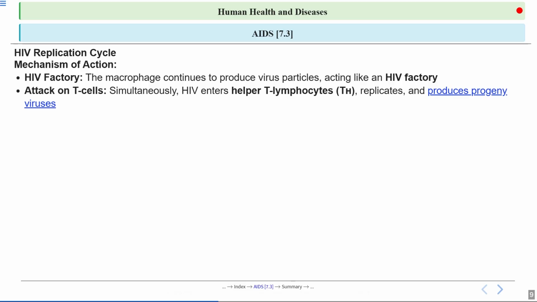At the same time, HIV also attacks the helper T lymphocytes, also known as the T helper cells, which are like the generals of our immune army. They also provide immunity. Now the virus enters these cells, makes many copies of itself and releases new viruses. So this weakens our immune system, making it harder for the body to fight off infections. Now the cells, macrophages and T helper cells, are bursting. Both of these cells are dying, so their number will reduce. So our immune system weakens because of this.